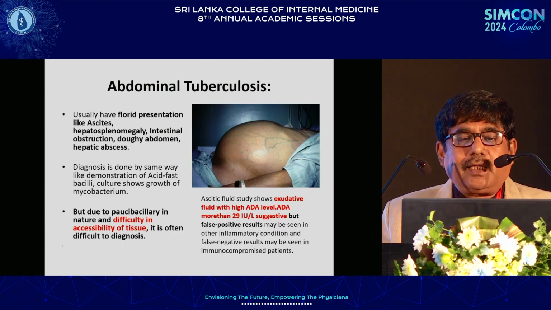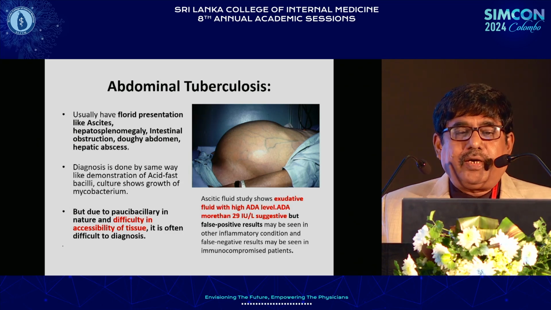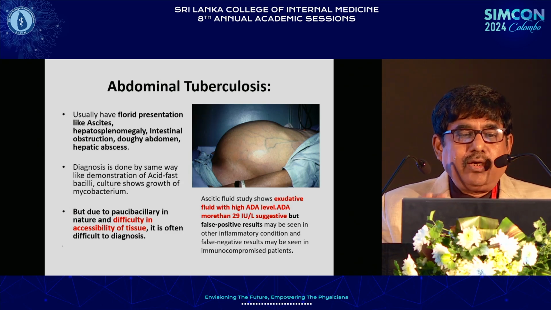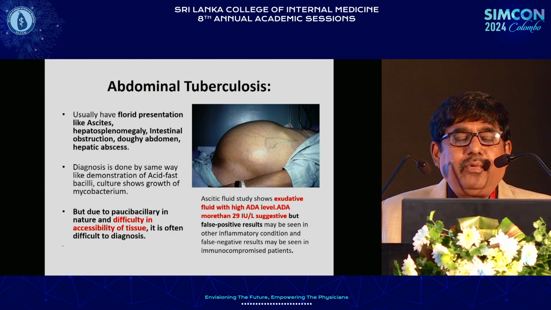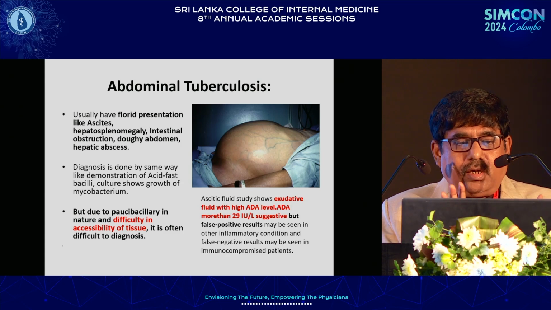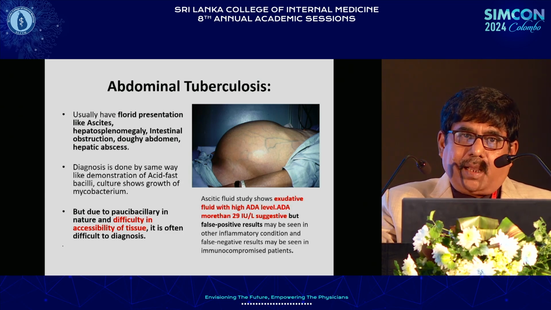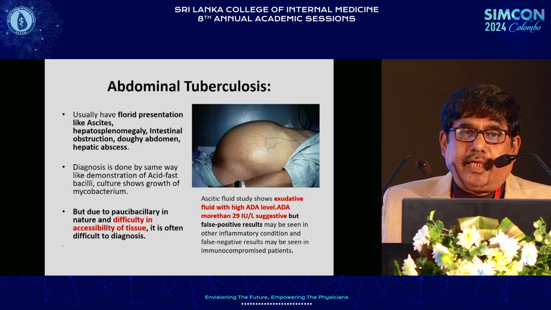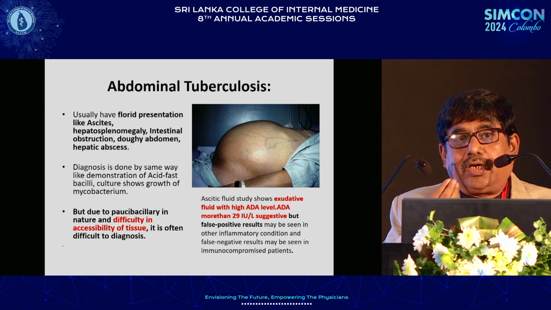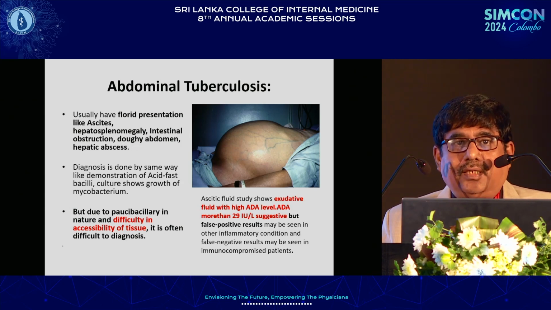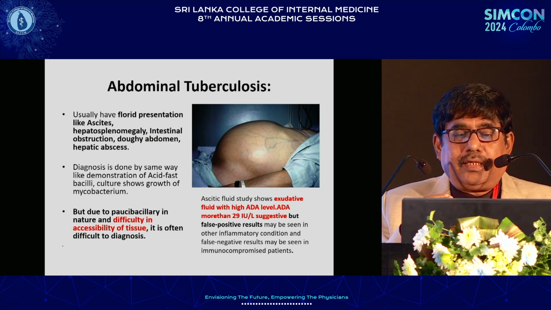Abdominal tuberculosis is another challenge because of the accessibility, particularly if the patient has retroperitoneal lymph node or hepatic tuberculosis. Usually patients present with ascites, hepatosplenomegaly, intestinal obstruction, doughy abdomen, and hepatic abscess. So usually this presentation is insidious in nature and there is some difficulty in getting tissue except the ascitic fluid. That is why, in abdominal tuberculosis and particularly intestinal tuberculosis, getting the tissue from the intestine without a very expert gastroenterologist is basically a challenge.